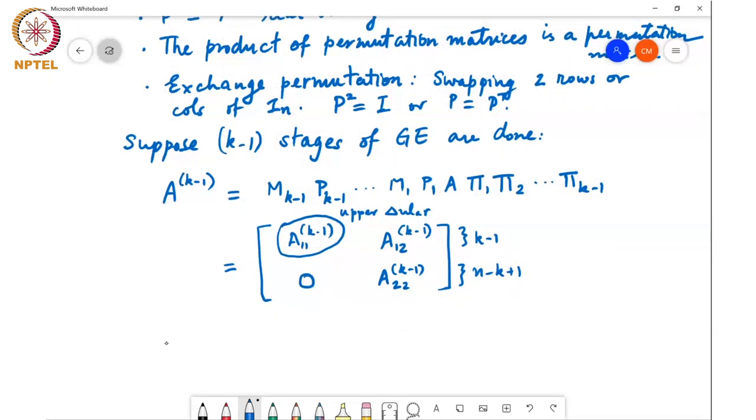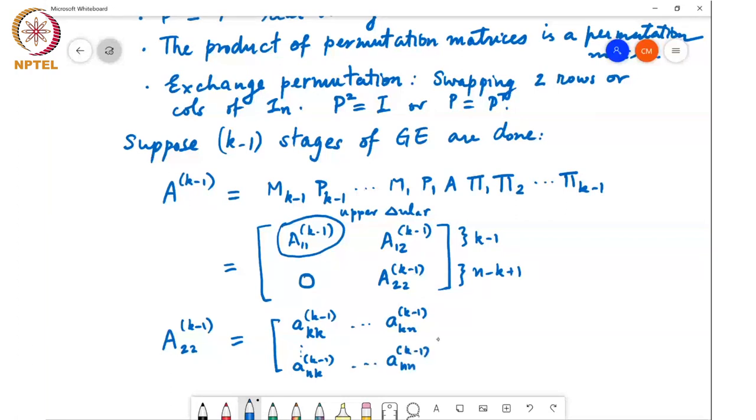And now, in order to describe what I want to do next, I'll consider the entries of A22 K minus 1. So let's call them: it starts with index K, AKK of K minus 1, AKN, because this is the first row of A22 K minus 1, the kth row of this matrix A K minus 1. And ANK of K minus 1, ANN of K minus 1. So this is what we'll call the entries of this matrix. So basically, when I apply MK, what should happen is this entry will remain as it is, and everything else below this will become zero.